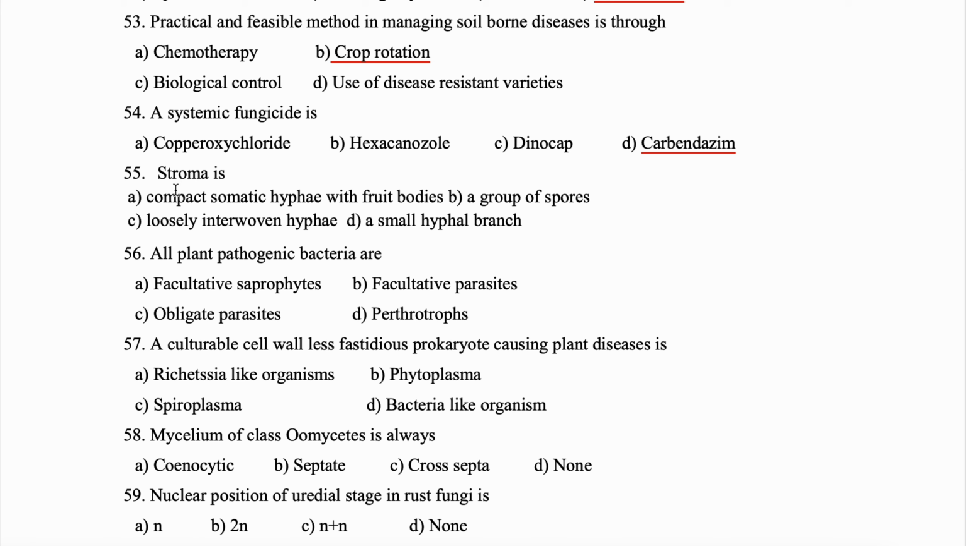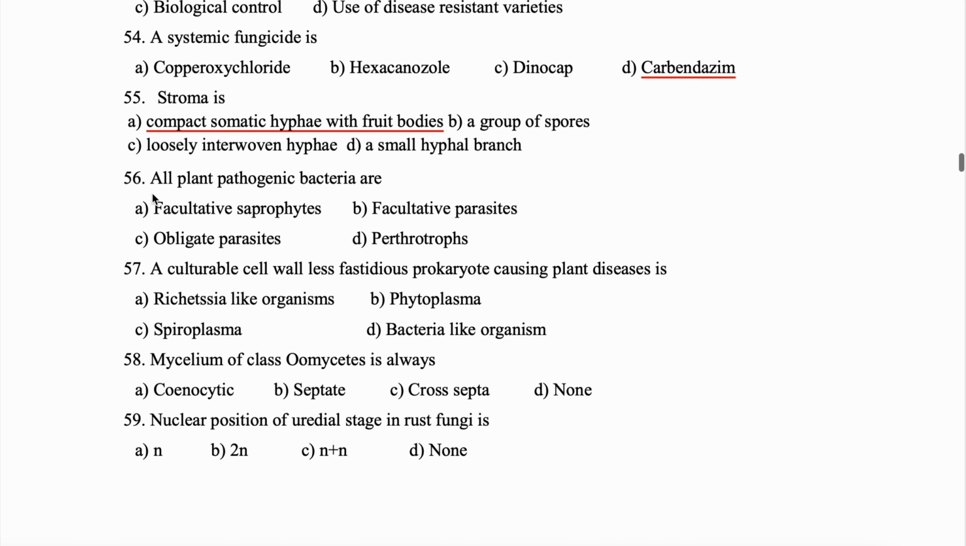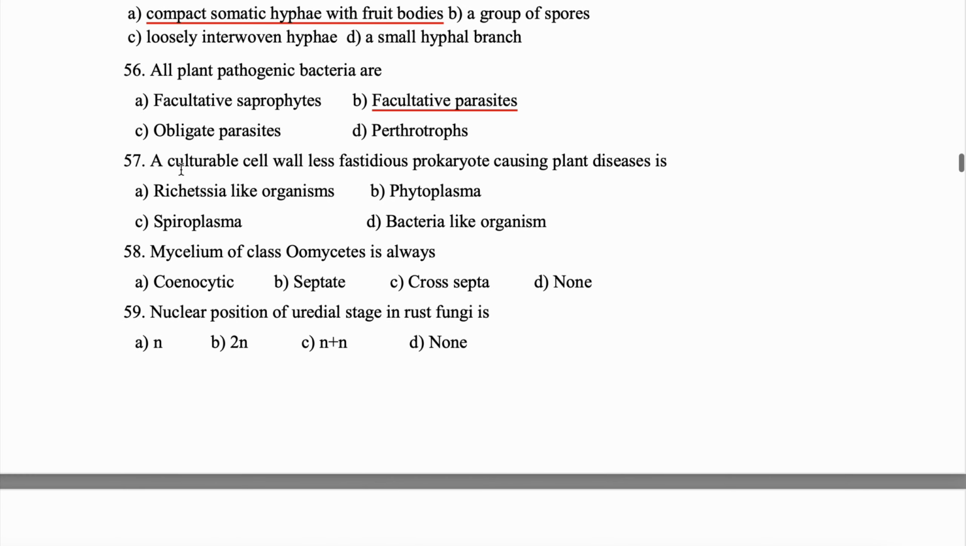Next, stroma. What is stroma? Stroma is a compact mass of somatic hyphae which is having fruiting bodies. Question 56. All plant pathogenic bacteria are facultative parasites. Next, a culturable cell wall-less fastidious prokaryote causing plant diseases. It's called Spiroplasma, and when we culture it, we can see a fried egg-like structure.